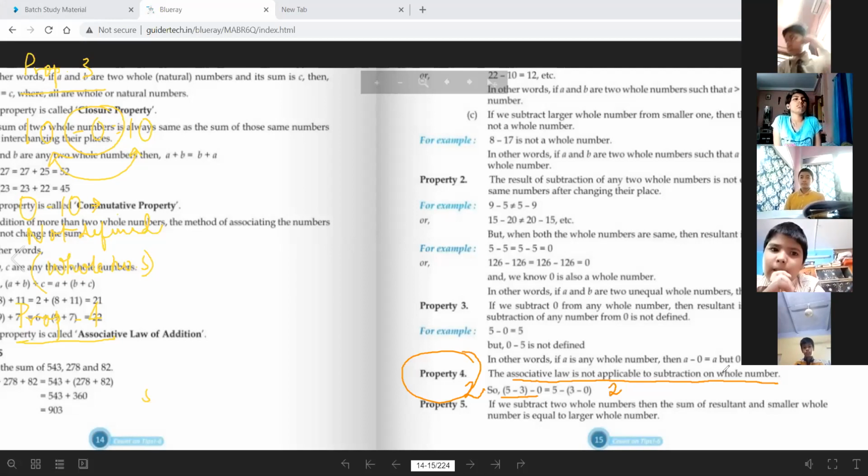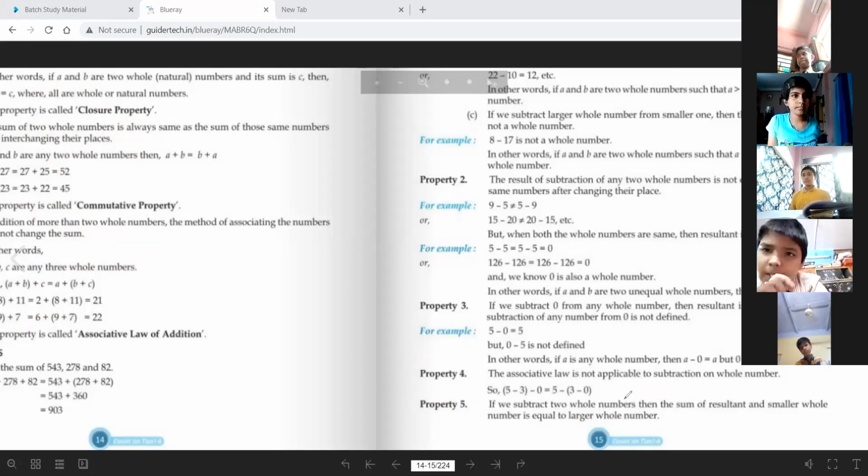Now, if I start checking, the class will be gone, so I don't want to waste the class. So leave these things for today, and next class I will definitely make you understand what is correct. Maybe the property is written correctly, but the example is given wrong. Most probably the example is written wrong.